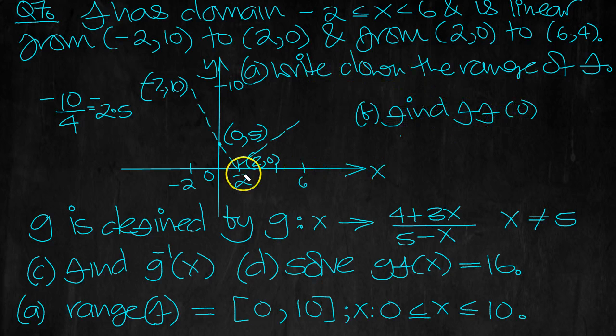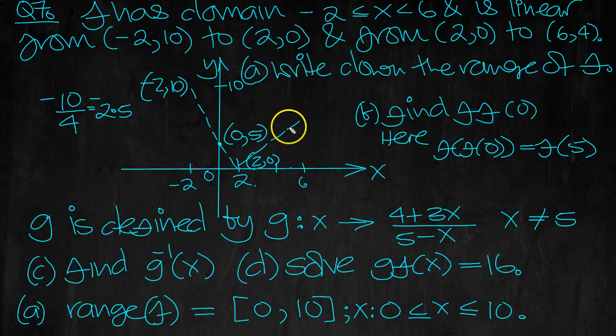Okay, so find f of 0. So f of 0 is 5. So I'll put it in here. f of f of 0 is equal to f of 5, and f of 5 would be here, wouldn't it? So you start from 2, 0 and you go up to 6, 4. So the gradient here would be increased by 4 as you come along 4. So the gradient is equal to increase by 4 in the y direction, come across by 4. So the gradient is 1. So for every 1 you go along, you go up 1. So if we come along 5, we go up 5 from 0, which is 5.